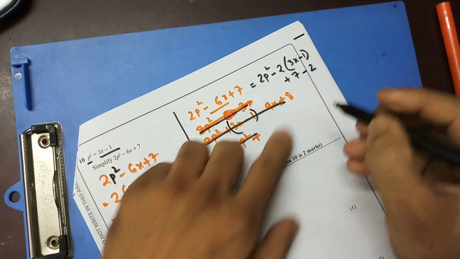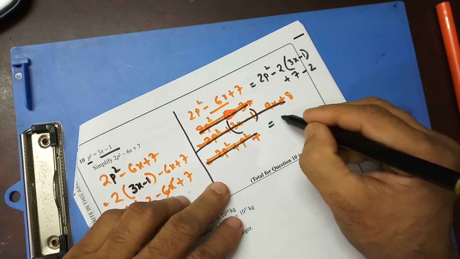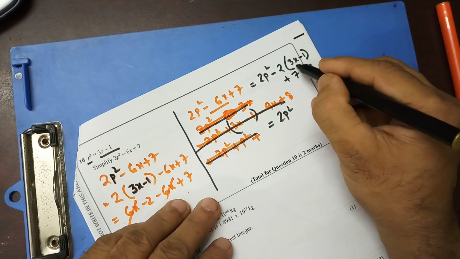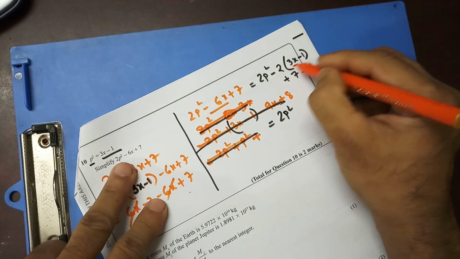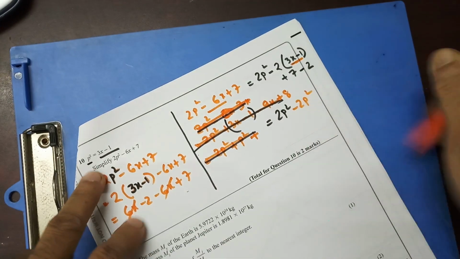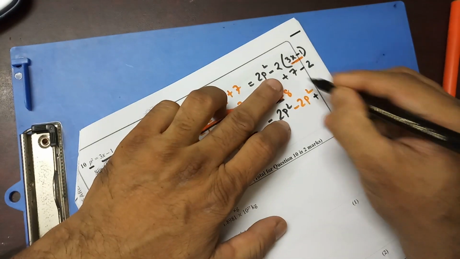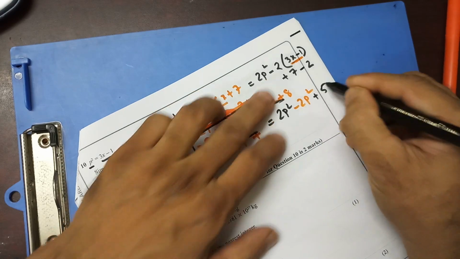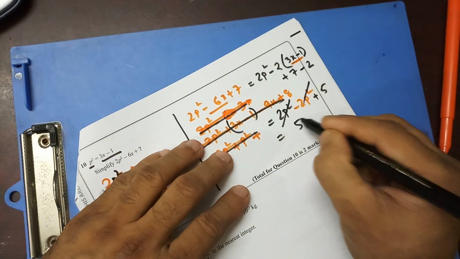So I have to subtract this 2. So what happened? 2p squared, and this whole thing will be replaced by p squared. So that's going to be minus 2p squared. Then over here, plus 7 minus 2, that's going to be 5. So this cross out, equal to 5. Okay, it's that simple. I'm sorry about that.